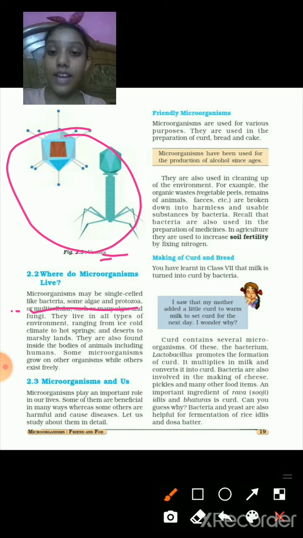Some microorganisms grow on other organisms while some live freely. Some of the microorganisms live on their host, like viruses, but some can live freely also.